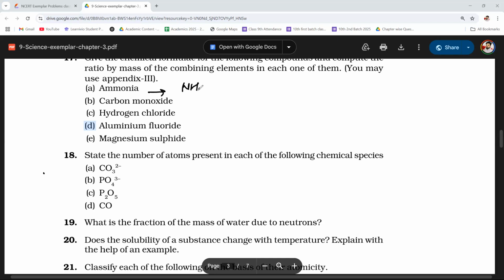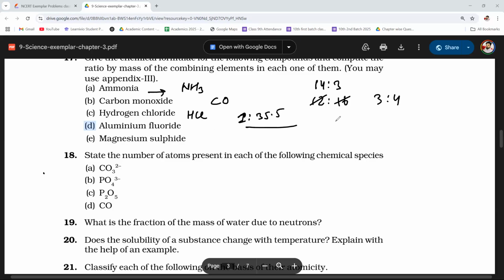Ammonia is NH3, and the mass of nitrogen is 14 and the total mass of hydrogen here is 3, because 3 hydrogen atoms mean 3 mass. So the ratio is actually 14:3. Carbon monoxide: carbon mass is 12 and oxygen mass is 16. You cut it with the greatest number, that is 4, so you will get 3:4. Hydrogen chloride: the mass of hydrogen is 1, and that of chlorine is 35.5. So this is already the simplest ratio.